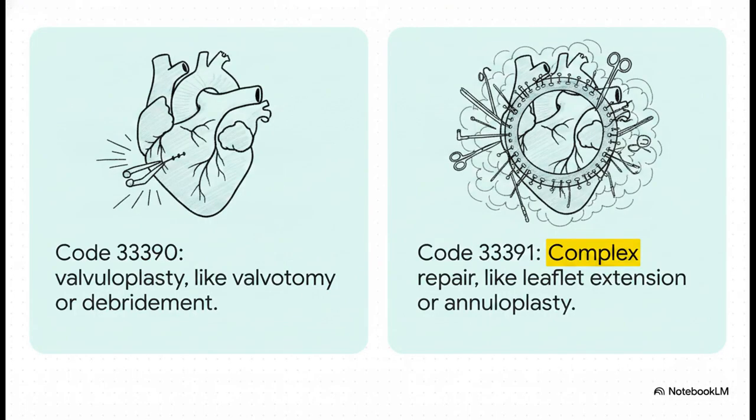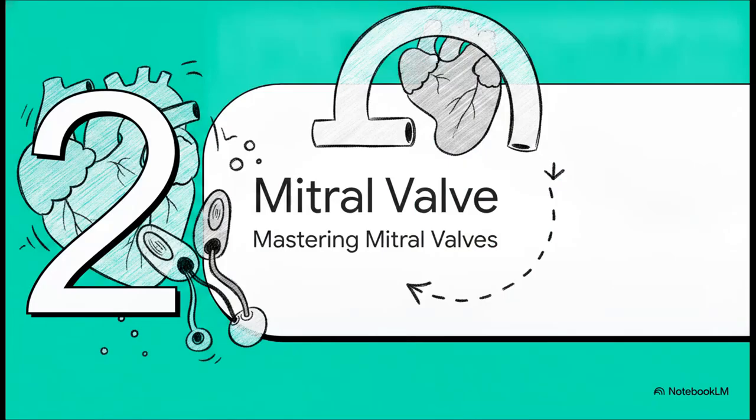Shifting gears to the open approach for the aortic valve, let's contrast codes 33390 and 33391. This perfectly illustrates how clinical complexity directly dictates your code selection. 33390 is for a simple open valvuloplasty. Think basic debridement or simple resuspension. But the second the surgeon moves to a complex repair, like leaflet extension, resection, or an annuloplasty, you've got to shift to 33391.